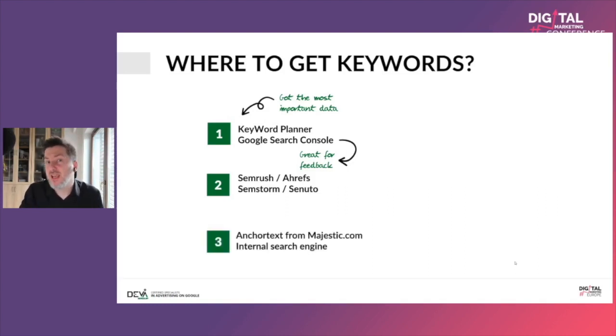Then you can extract, for example, something from your competition, so anchor text from Majestic or Ahrefs, and you can see other websites, domains, how they are trying to get links, what keywords are important.